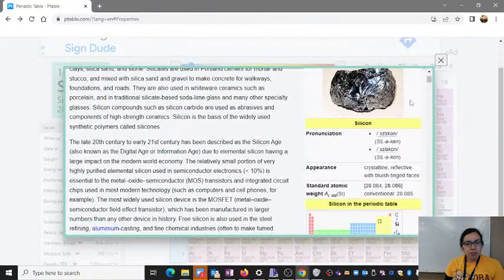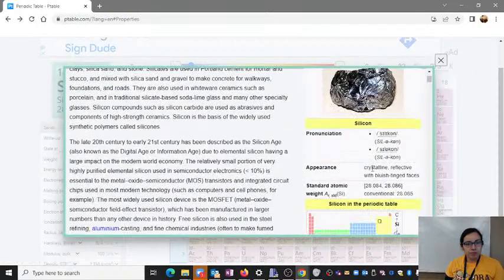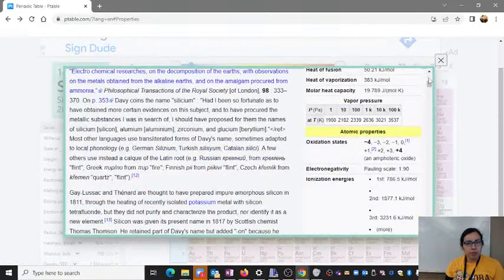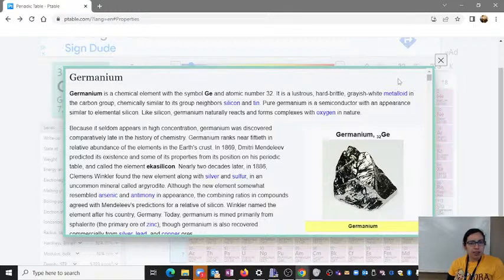And silicon, of course, is a semiconductor, so it's used in chips. Then germanium is pretty close to silicon in terms of properties. So again, both metalloids.